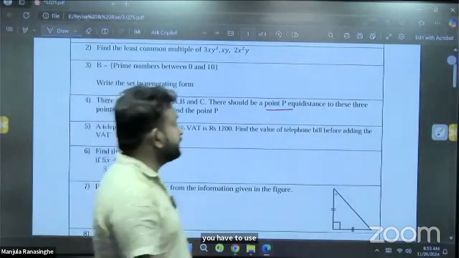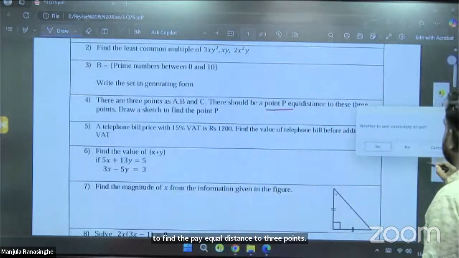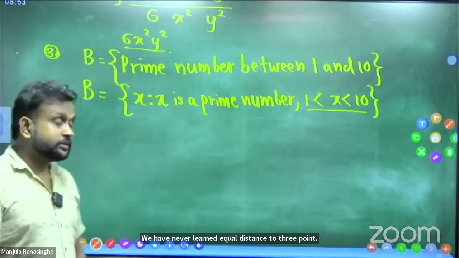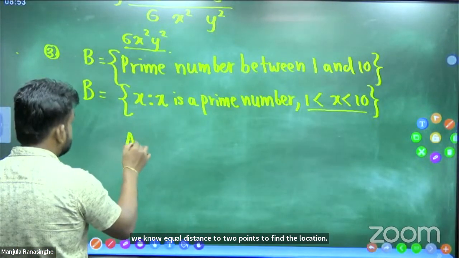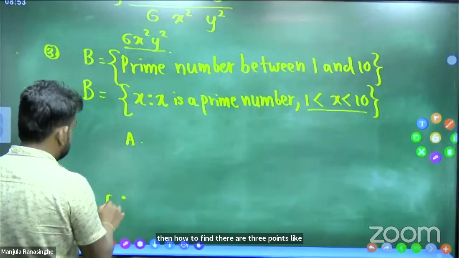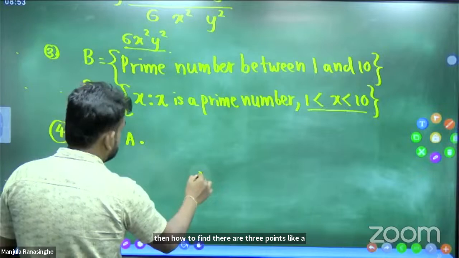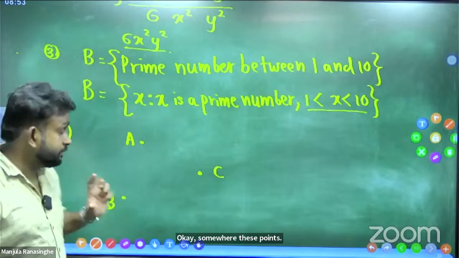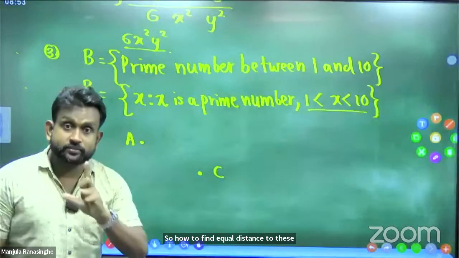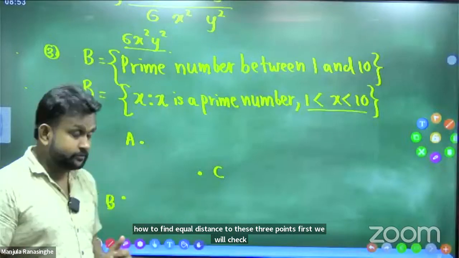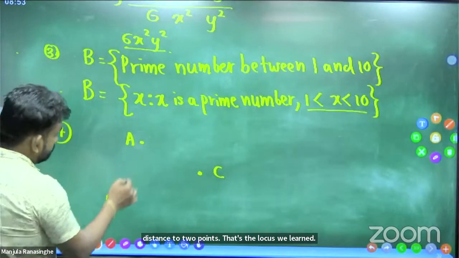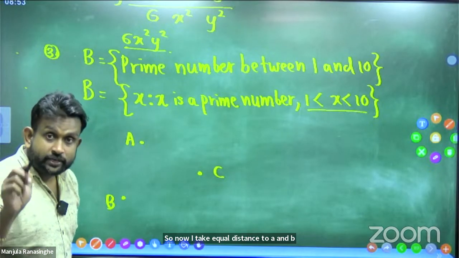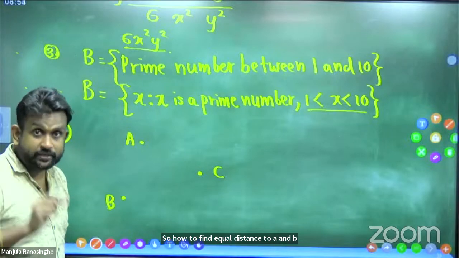We have never learned equidistance to 3 points, but we know equidistance to 2 points to find the location. Then how to find it? There are 3 points like A, B, and C. Somewhere these points. So how to find equidistance to these 3 points? First, we will check equidistance to 2 points. That's the locus we learned. So now I take equidistance to A and B. Equidistance to 2 points means the perpendicular bisector.